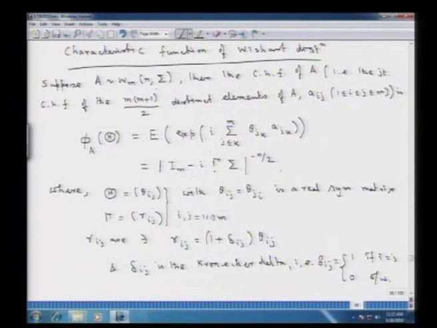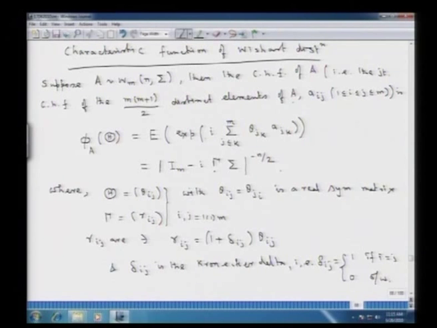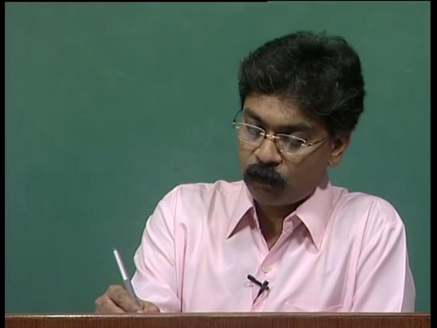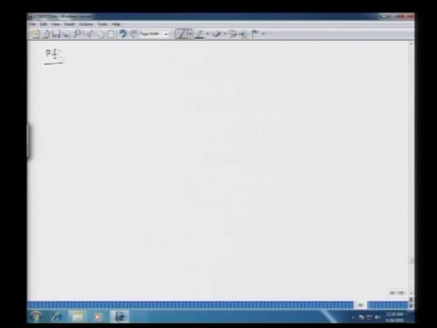So, this is the statement of the characteristic function of a Wishart distribution. If we have a Wishart distribution Wishart m n sigma, then the characteristic function of A, which is also the joint characteristic function of the m into m plus 1 by 2 distinct elements A i j of this matrix A, given by phi A script theta, is going to be of this particular form. We now look at proving this important result, that is, deriving that the characteristic function of the Wishart really is given by this.